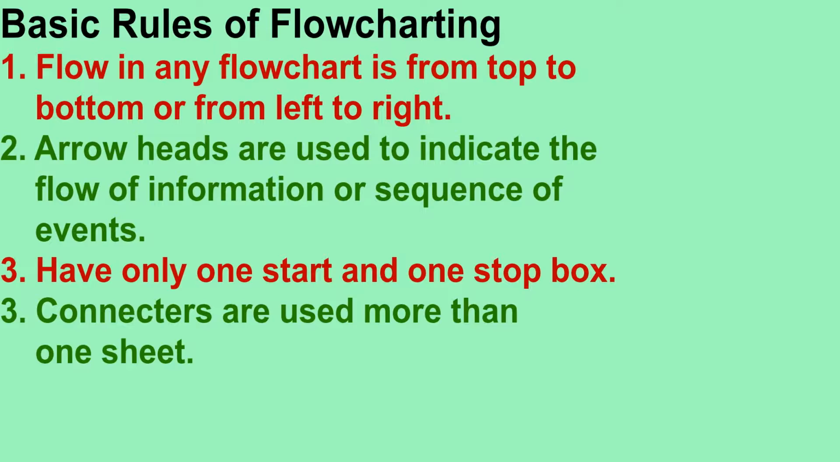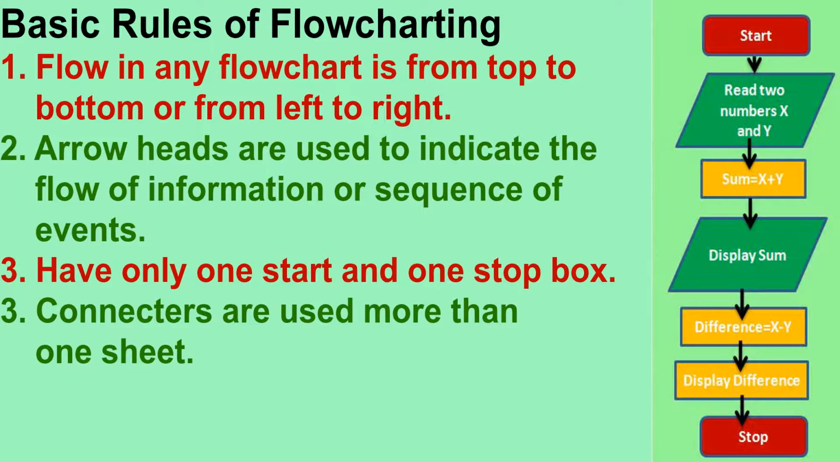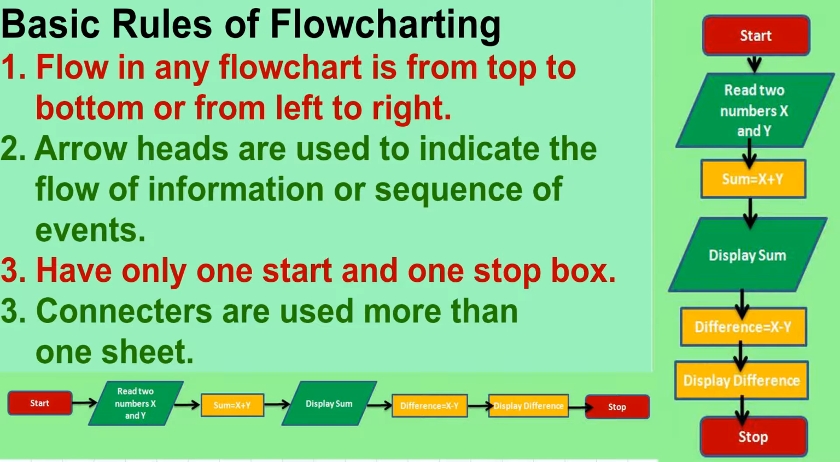Basic rules of flowcharting. Here are some basic rules of flowcharting. First, the general direction of flow in any flowchart is from top to bottom or from left to right. Second rule, arrowheads are used to indicate the flow of information or sequence of events. Third rule, a flowchart can have only one start and one stop box. When drawing a flowchart on more than one sheet of paper, the connectors going to different pages must be referred to by the same number, say 1, 2, 3, etc.